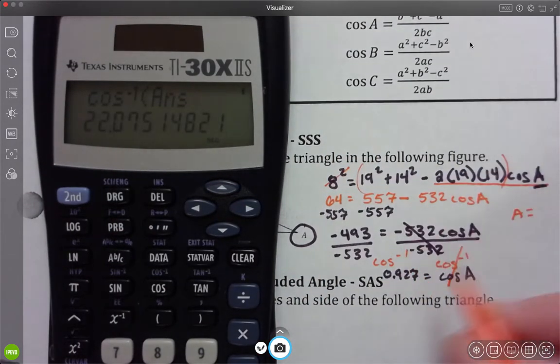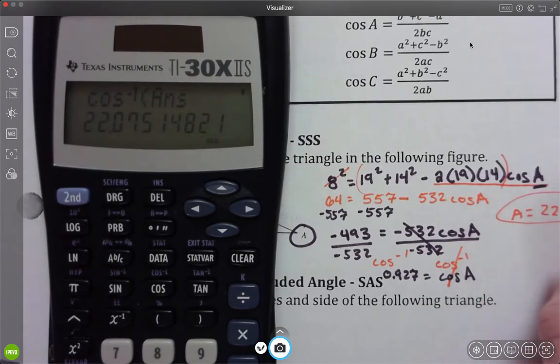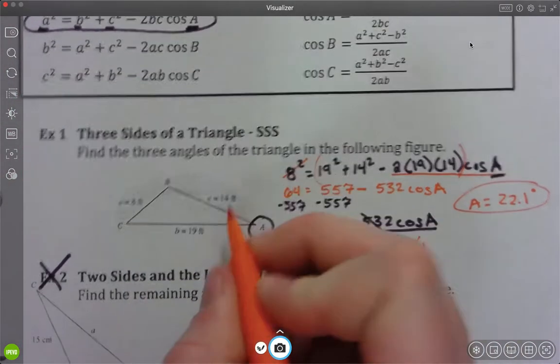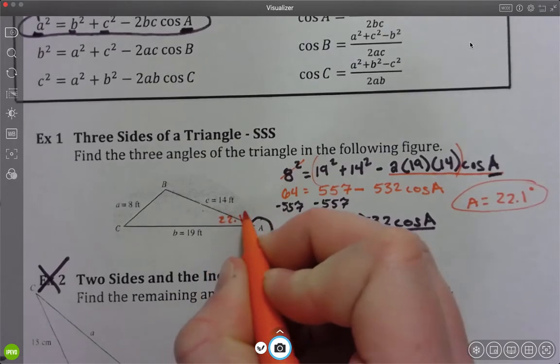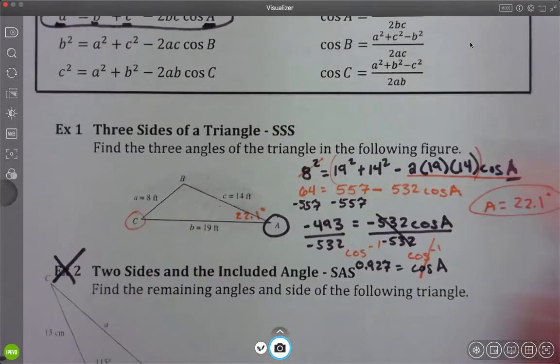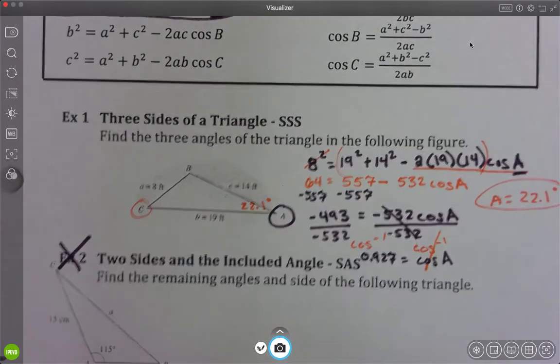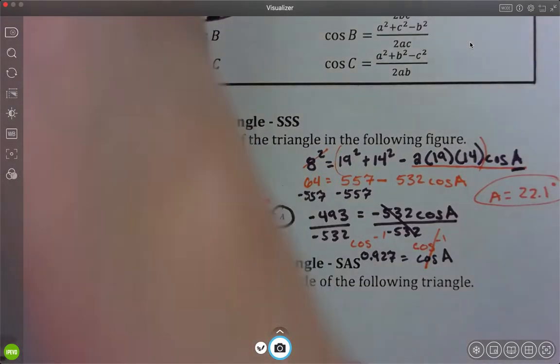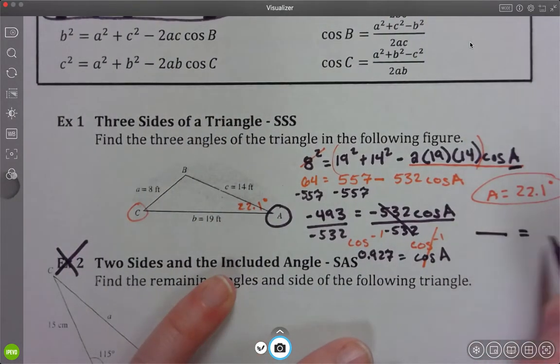And I get 22.1 degrees is what angle A is. Okay, if I go back and do that. All right, so now I've solved for angle A, 22.1 degrees. Now the beautiful thing about this is I could go back through and do this whole process again and solve for C or B, doesn't really matter. But now that I have one angle, I can use the law of sines instead. So that's what I'm going to do in this case.